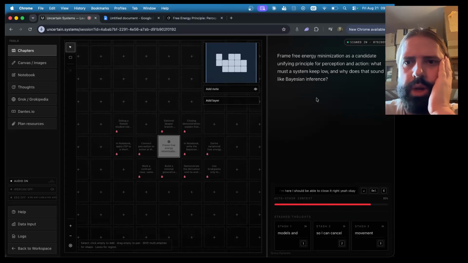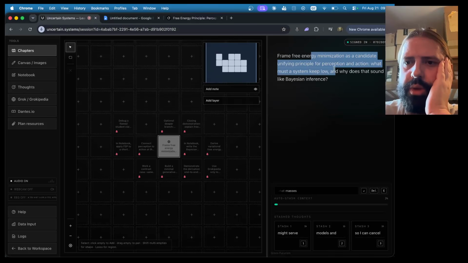Yeah, okay, cool. So, free energy minimization as a candidate unifying principle for perception and action. What must the system keep low? And okay, I think I can explain that.